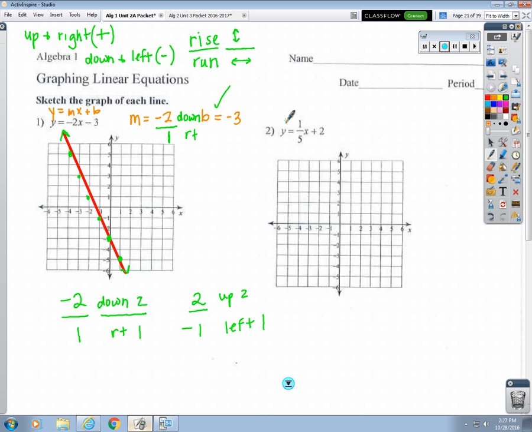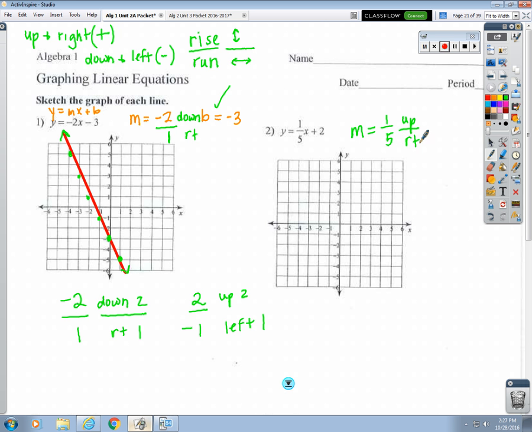We have the equation in y equals mx plus b form. So what is the slope? What is in the m place? 1/5. That's already a fraction. We've already got a rise over run. A rise of 1 tells us what direction? Up 1, right. And then a run of 5 tells us what direction?